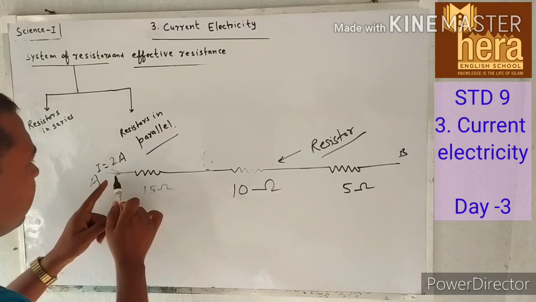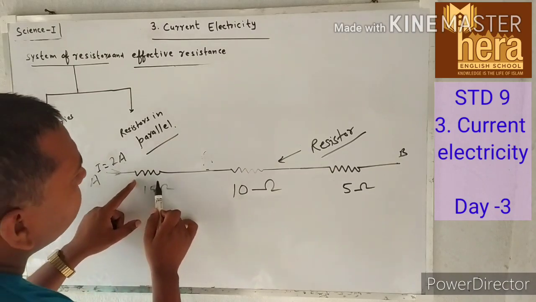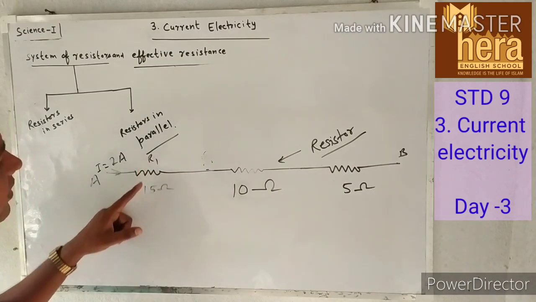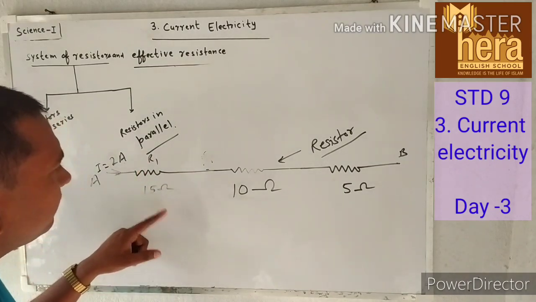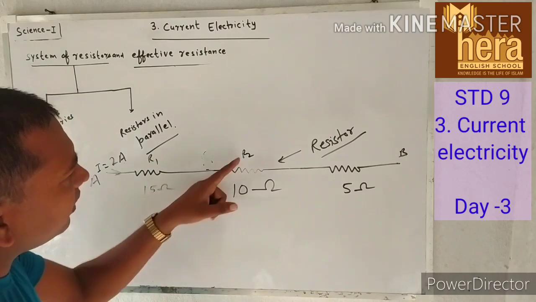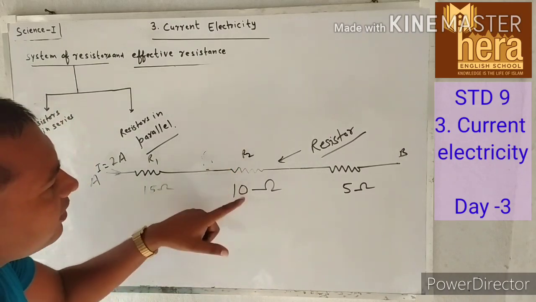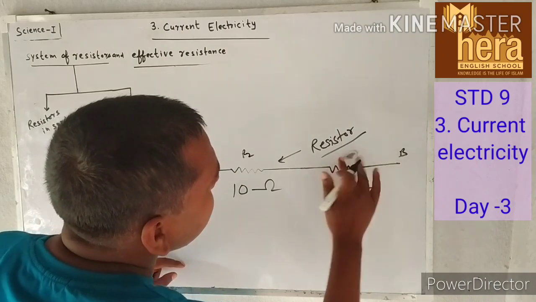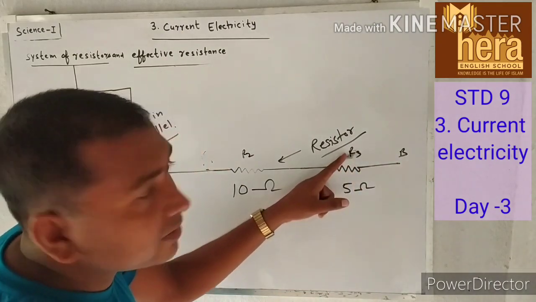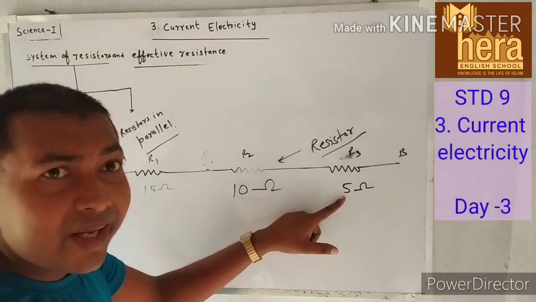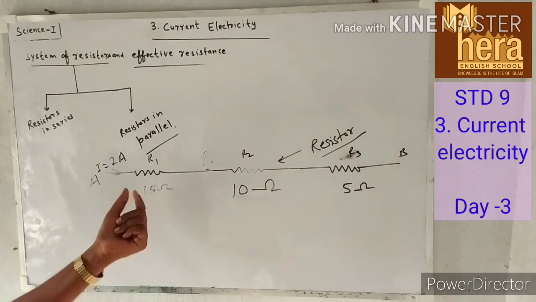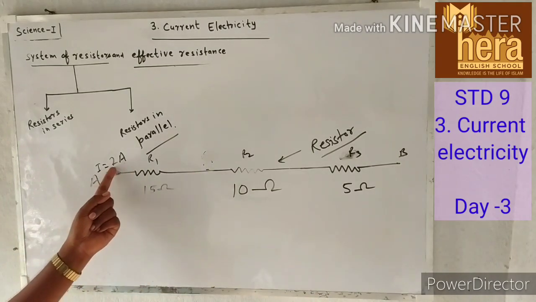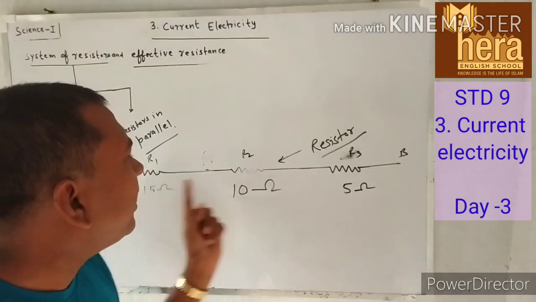Here there are 3 resistors. Say this is R1 having resistance 15 ohm, this is R2 having resistance 10 ohm, and R3 having resistance 5 ohm. So in case of series, if they all are connected in series, the current will flow the same in every resistor.